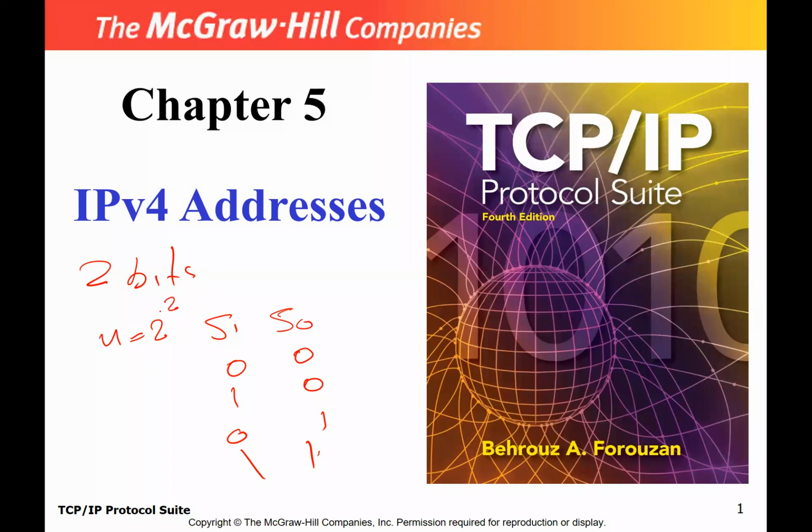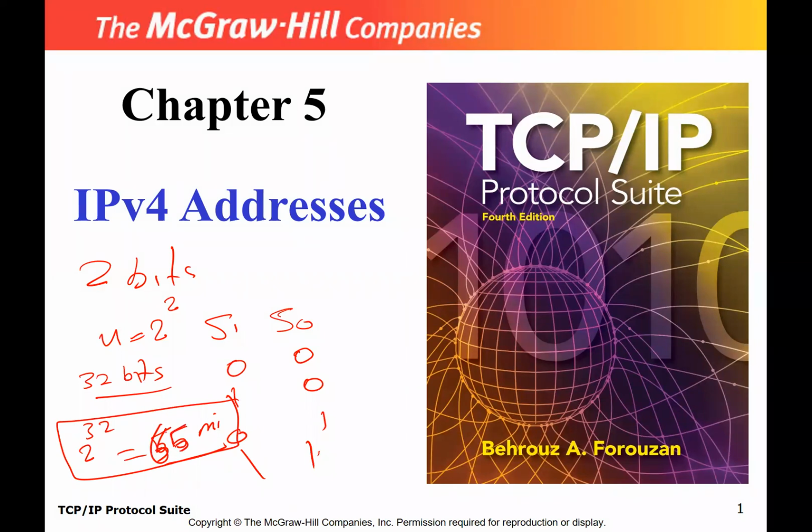So now if I have 32 bits, how many addresses can I have? 2 to the power 32, which equals around 65 million. I'm sorry, oh, 65, correct. Millions. Do you think 65 million is enough to cover all these devices now with the technology?